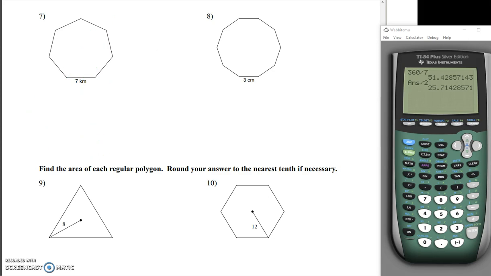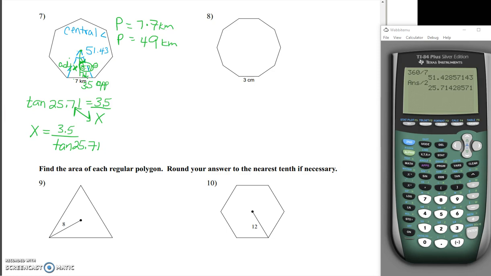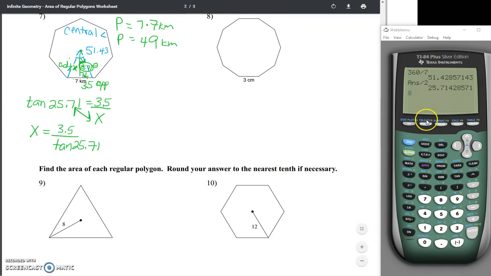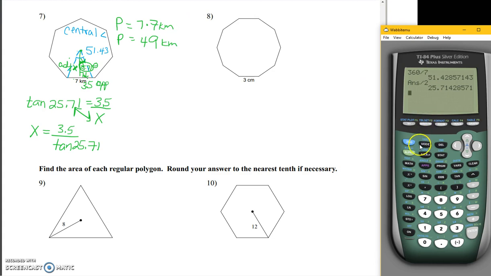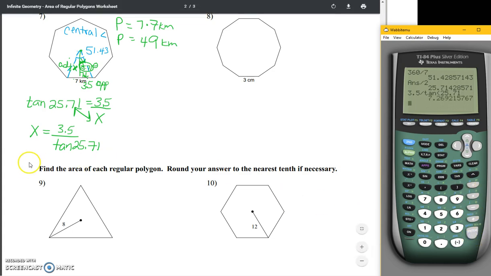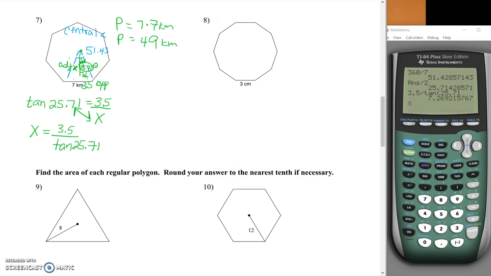Okay, and that's what I'm going to plug into my calculator. First of all, I need to check and make sure I'm in degree mode, and I am not, so I'm going to change to degree mode. Always check that. Okay, now I'm going to continue. 3.5 divided by the tangent of 25.71. Enter, and I get 7.23. Okay, that's going to be my apothem.